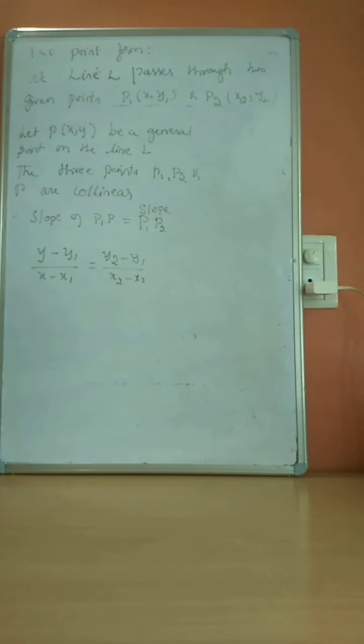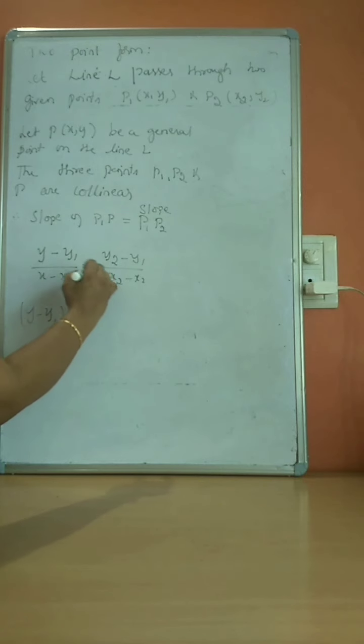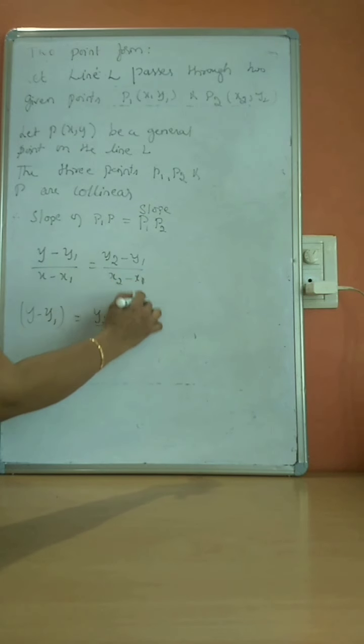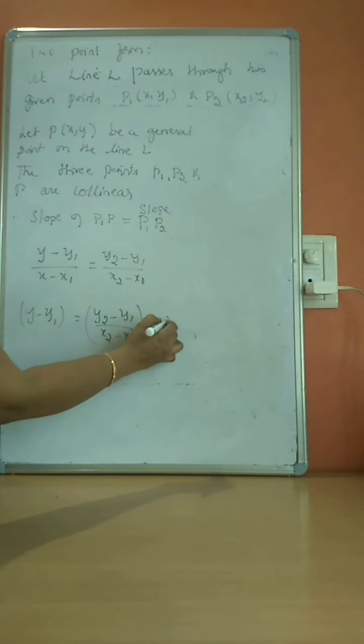So let the line L pass through the given points P1 of x1 comma y1 and P2 of x2 comma y2. Let P of x comma y be a general point on the line L. For the 3 points P1, P2 and P to be collinear, the slope of P1P must be equal to the slope of P1P2. So therefore, y minus y1 must be equal to, taking the cross multiplication, y2 minus y1 divided by x2 minus x1 into x minus x1.